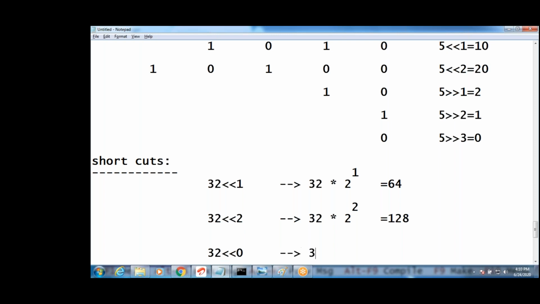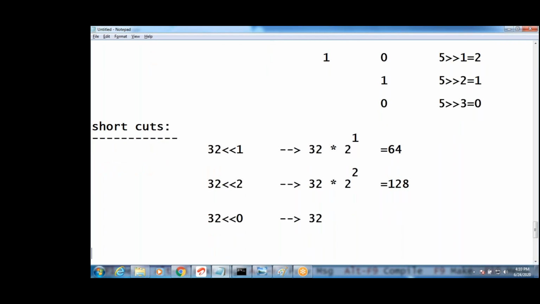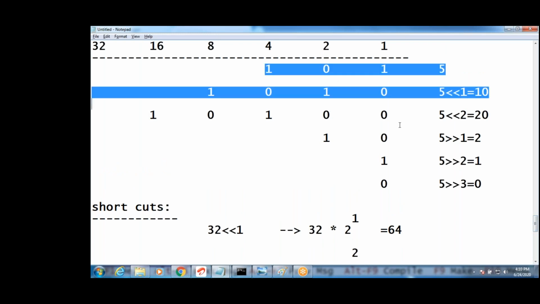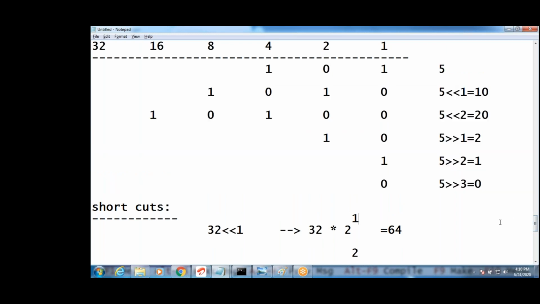For example, 32 left shift 0. What does 32 left shift 0 mean? Is there any shifting? There is no shifting, guys. The answer is 32 only. This is the left shifts I am writing: 32 left shift 1. You're writing, right? Tell me, guys, if you feel it's fast, I'll give time to write. Okay, now completed, right?